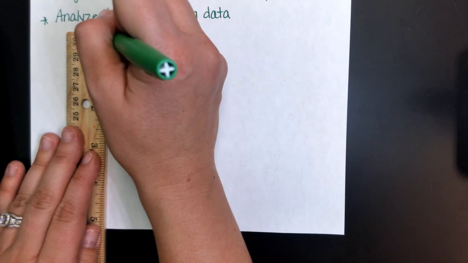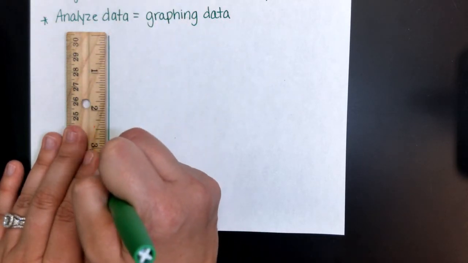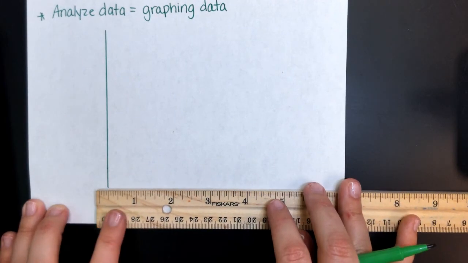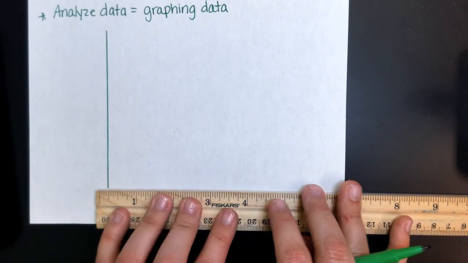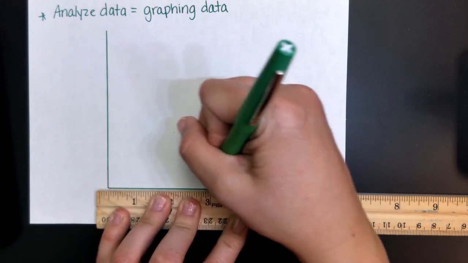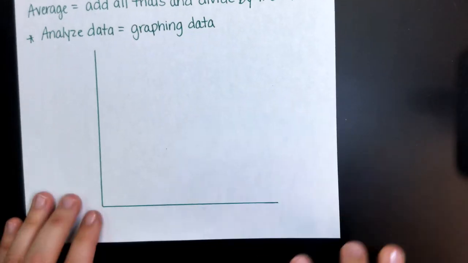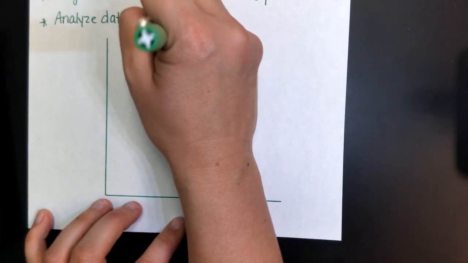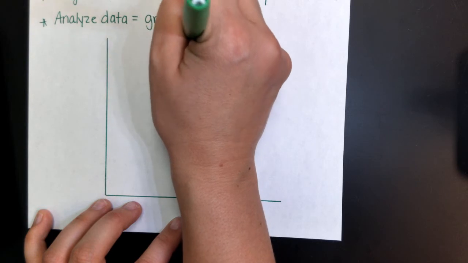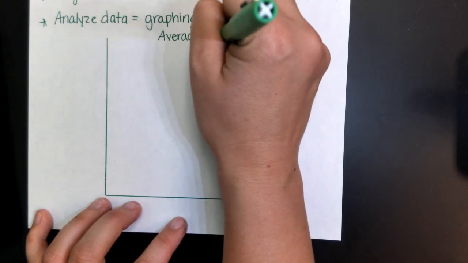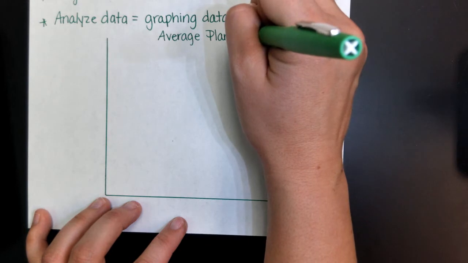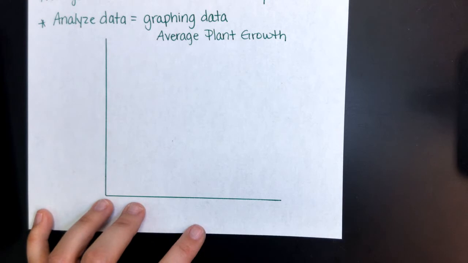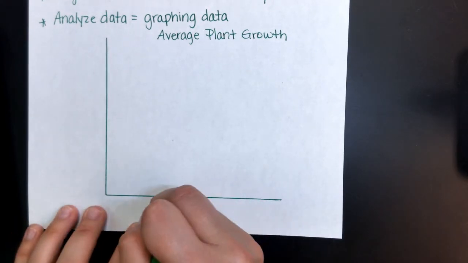I'm going to do a bar graph. So some things to pay attention to. I'm using a ruler to make my lines neat. That is important. Okay. I'm going to label everything. So let's just say I'm going to say average plant growth. That's my title.